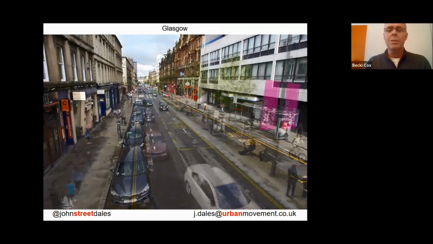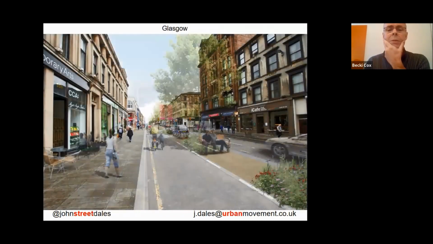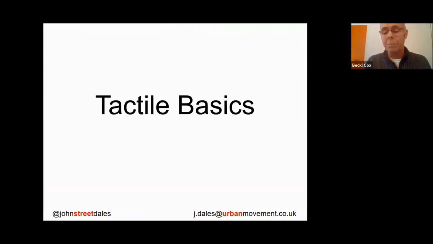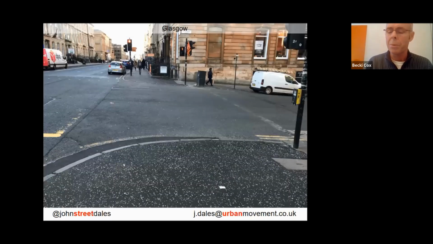I'll skip through this. This is just some stuff in Glasgow, but we're running a bit short of time. That's actually getting built at the moment. So, we spoke about tactile basics, and this is something for all of us. Really, I think one of the real challenges with tactile pavement provision is that it's rubbish, right? Wherever you go, there's so little consistency, which was the most important point.